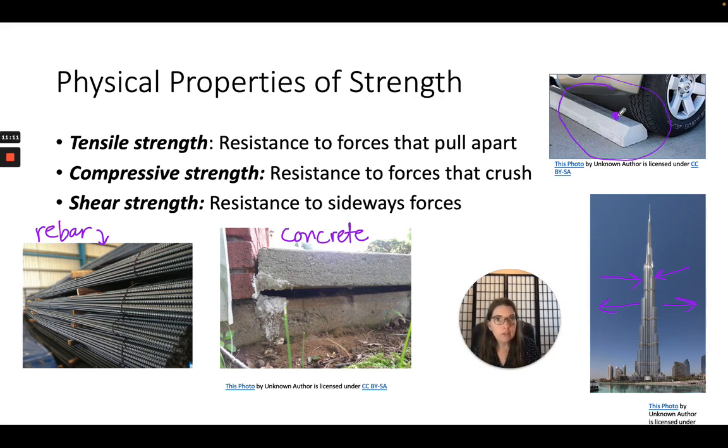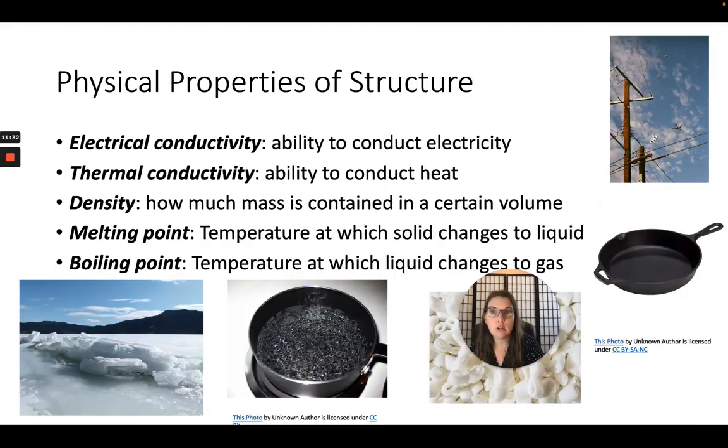They often have pieces of rebar stuck inside of them so that they have both tensile strength, resistance this way, and compressive strength, resistance this way, to prevent a car from crashing into something and making sure that it parks in the right spot, because cars are rather heavy, as you well know. Okay, last but not least, we have physical properties of structure.